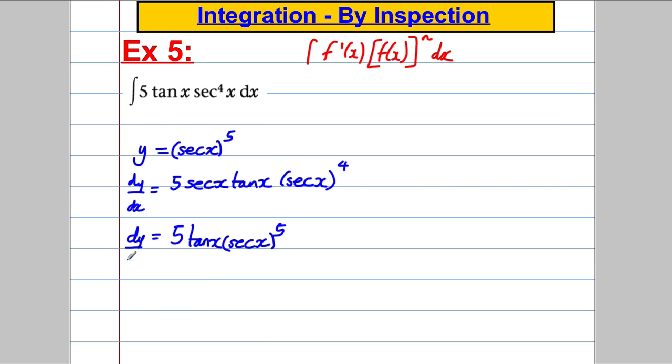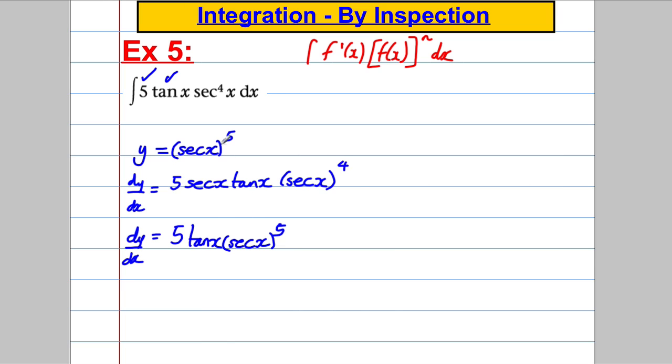That's your dy with the x. Now hopefully you can see that that isn't quite what we're looking for. We're looking for the 5, yeah, sure. We're looking for the tan x, yeah, we've got that. But we've got a sec to the power of 5 here. We want a sec to the power of 4. So I'm thinking maybe I've tried 1 too high power here.